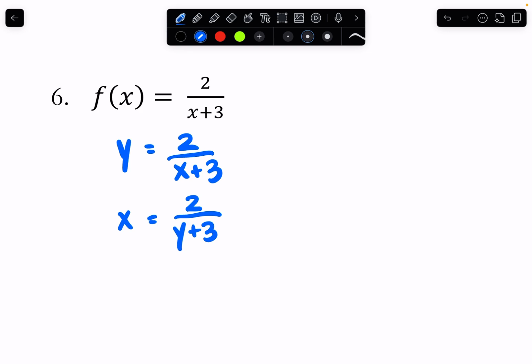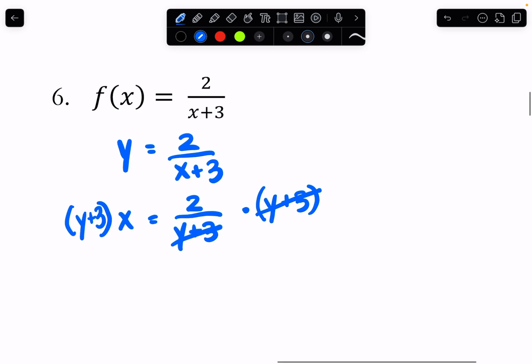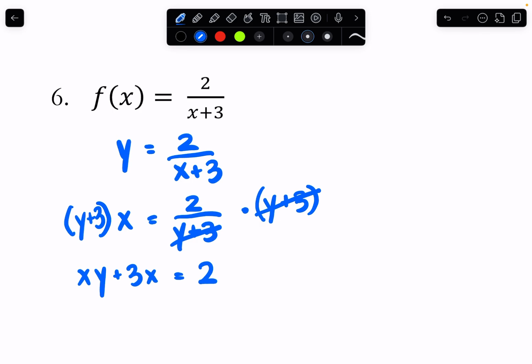So we need to get this y alone. But first, we have to get it out of the denominator. So we are going to multiply by that entire denominator on both sides. All right, so that cancels over here on the right side. And we're going to get x times the y plus 3, which we do actually want to go ahead and multiply out because we want to separate that y and the plus 3. So we're going to get xy plus 3x equals 2.